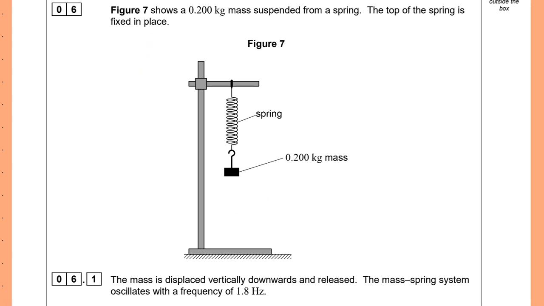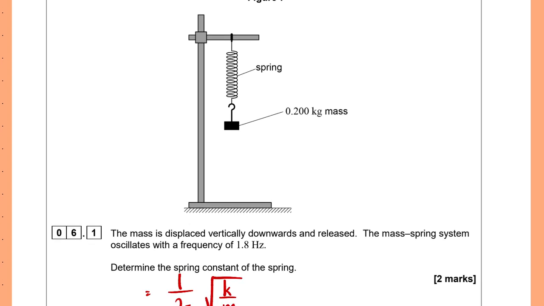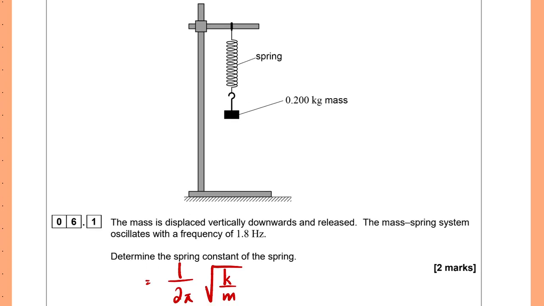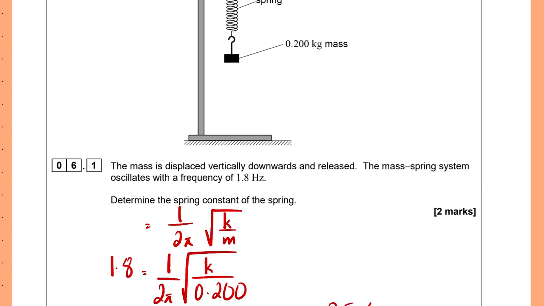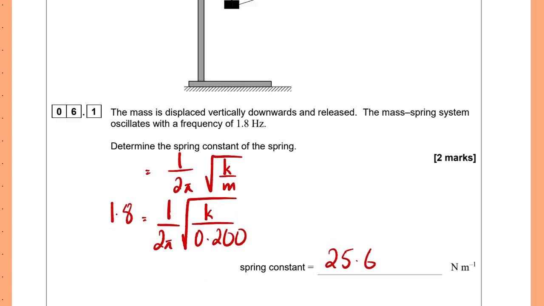Figure 7 shows a 0.2 kg mass suspended from a spring. The top of the spring is fixed in place. The mass is displaced vertically downwards and released. The mass-spring system oscillates with a frequency of 1.8 Hz. Determine the spring constant. You'll use this equation where f is given by 1 over 2 pi root k over m. Then from here you just rearrange and find the spring constant.